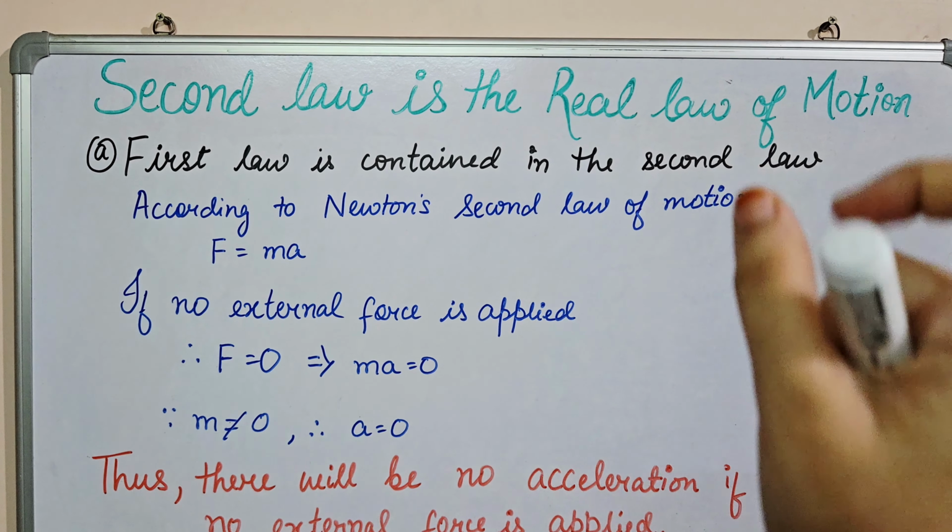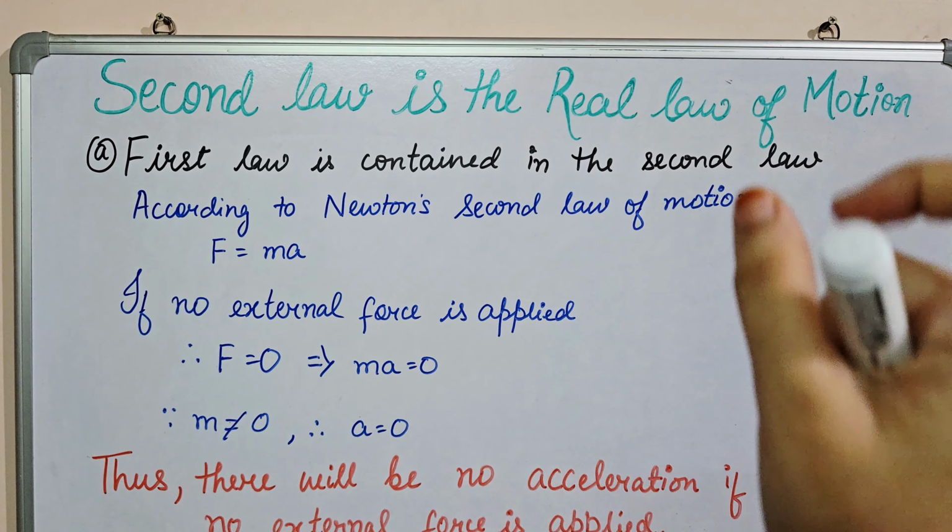Now we will do the second part, that is, how is the third law contained in the second law. So students, in the first part we learned how the first law is contained in the second law, and in this video we will learn how the third law is contained in the second law. To prove this, we have to consider an isolated system. So what is an isolated system? Any system which gets no external force.